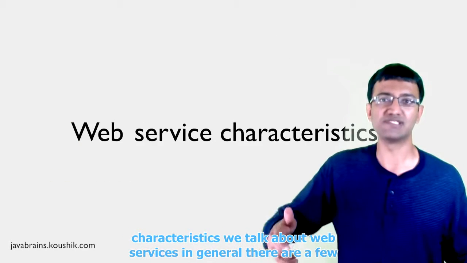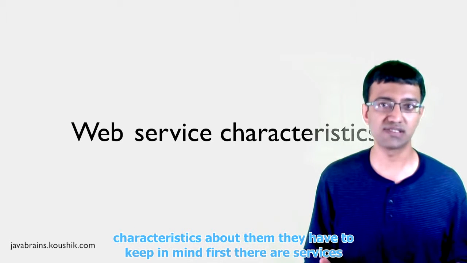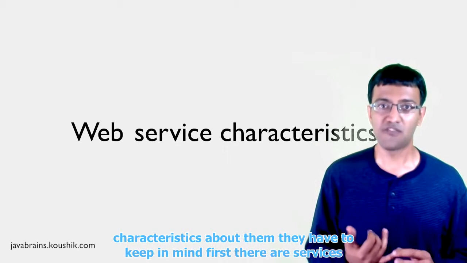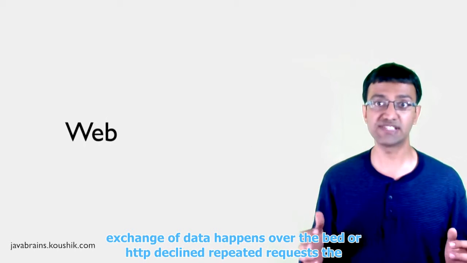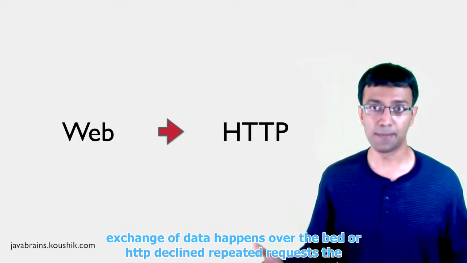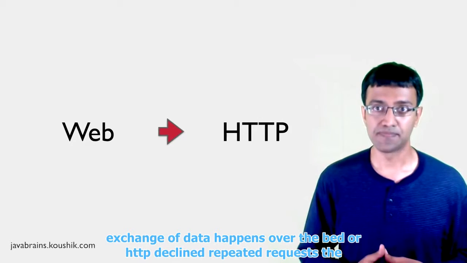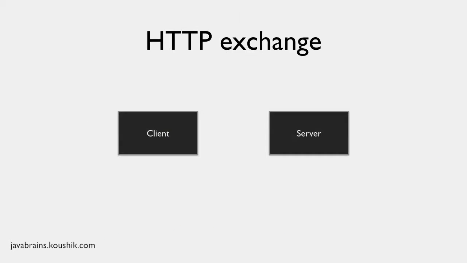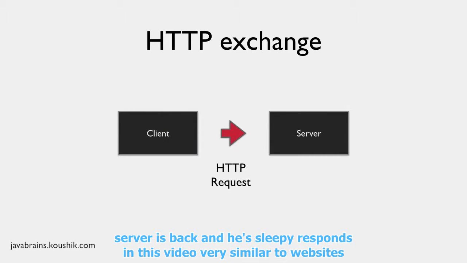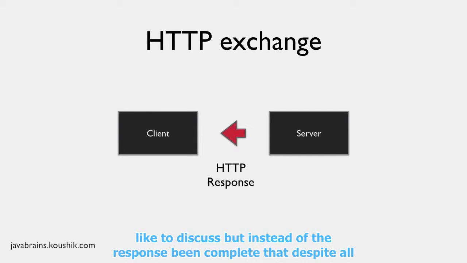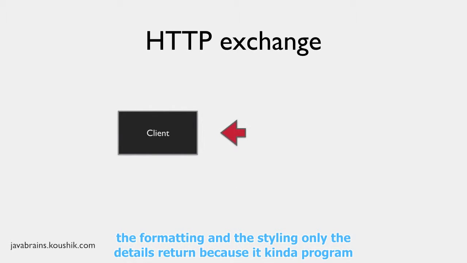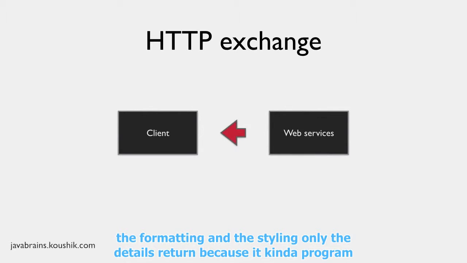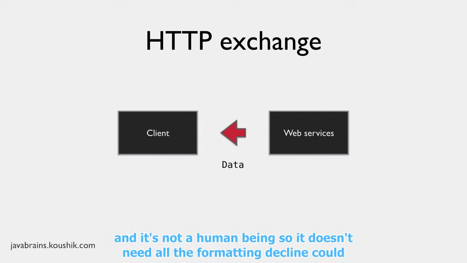When you talk about web services in general, there are a few characteristics about them that we have to keep in mind. First, they're all web services, so the exchange of data happens over the web, over HTTP. The client sends an HTTP request, and the server returns back an HTTP response. In this way, they're very similar to websites like we discussed, but instead of the response being complete web pages with all the formatting and the styling, only the data is returned because the client is a program and it's not a human being, so it doesn't need all the formatting.